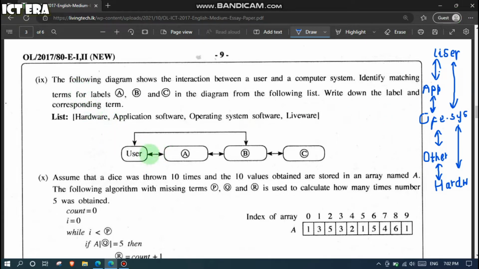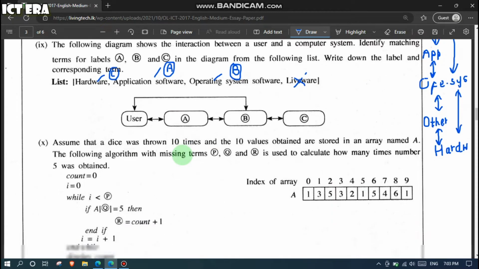Now in here the user has been given, and then user should interact with application software. So A is application software, then B should be operating system, then C should be hardware, or other system software. As other system software is not given in the list, we can't write it. Liveware means a similar name for user, so we can omit this.